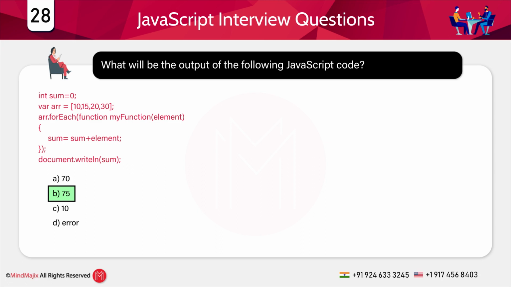Here the forEach loop is used for accessing each element. While accessing each element, the function executes sum equals sum plus element. Initially the sum value is 0. So it will add the first element 10, so 0 plus 10, and 10 will be stored. Next time it will add the second value, so 10 plus 15, like this. In the third iteration, it will add 25 plus 20 in the fourth iteration. In this way, the addition of all the elements gets stored into the sum variable, and at last it displays the value 75.